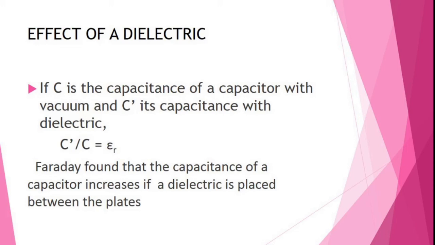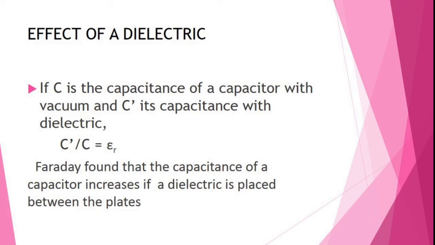Faraday found that the capacitance of a capacitor increases if a dielectric is placed between the plates. Think that we are having a capacitor with air as medium, so the capacitance is C. Now we are replacing that air with a dielectric medium. So what will happen to the capacitance?